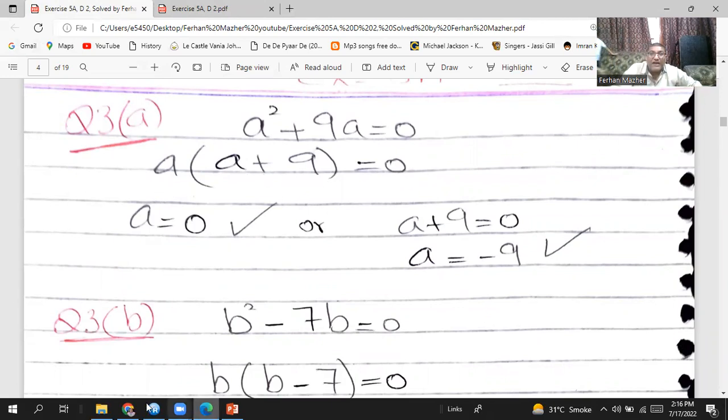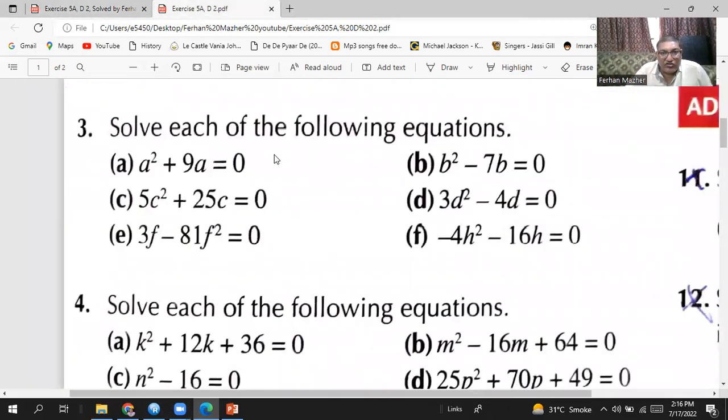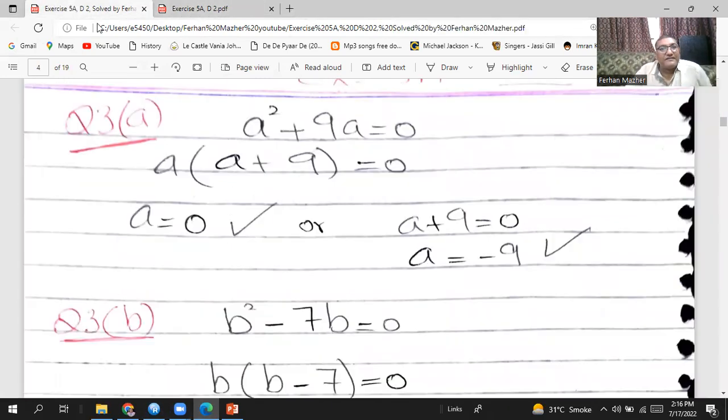These two are multiplying with each other. So either a is 0 or a plus 9 is equal to 0. This is the one solution. The other one will be a equals minus 9. So this is how you will do question number 3, part A, and I hope that you understand how this is done. Okay, so we are going to the next question, question number 3, and it's B part.